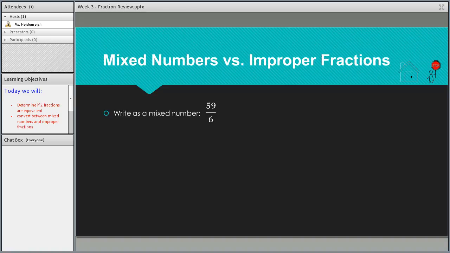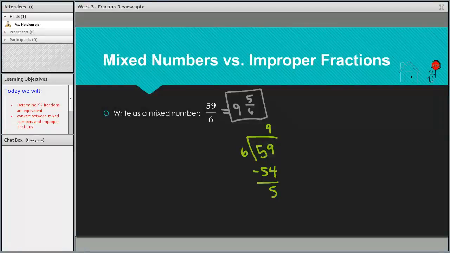Okay, so here's the second problem. Go ahead and pause the recording and try this one out. So go ahead and check your answer. For this one, 6 goes into 59 9 times, and there's 5 left over, so we have 9 and 5 6ths.